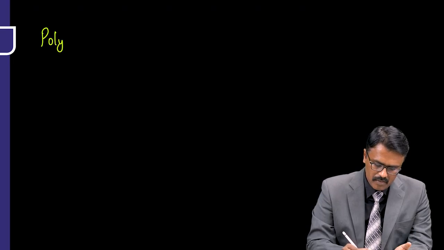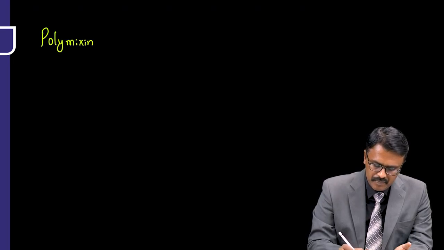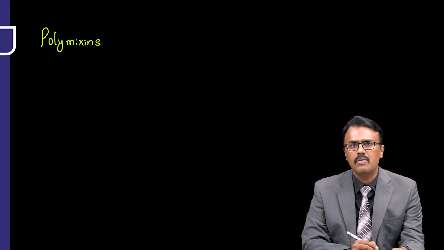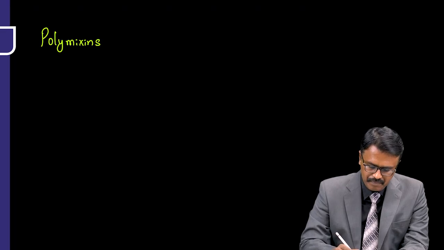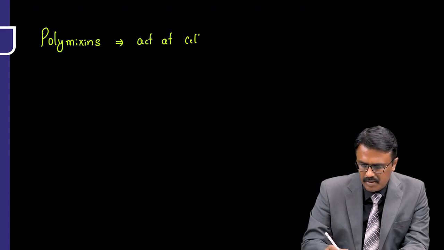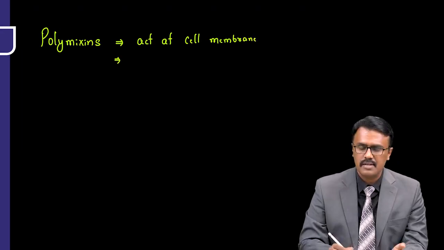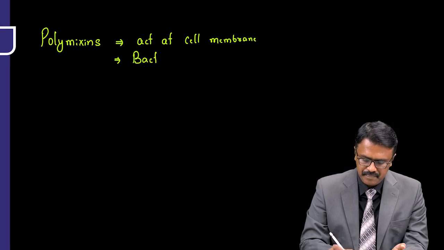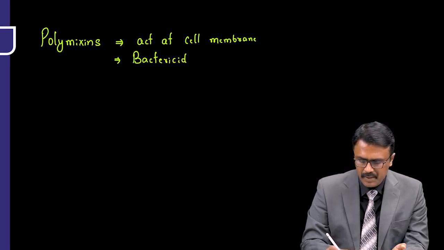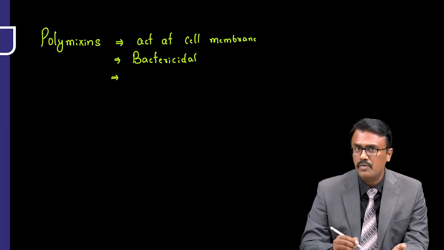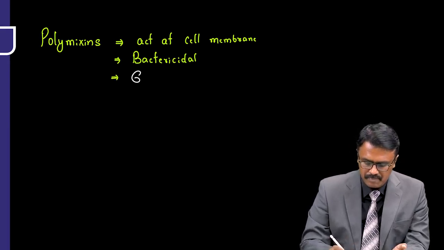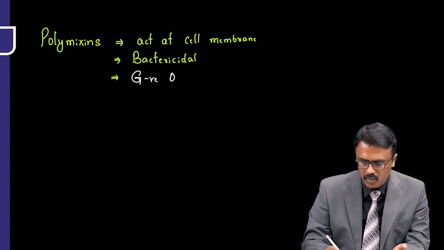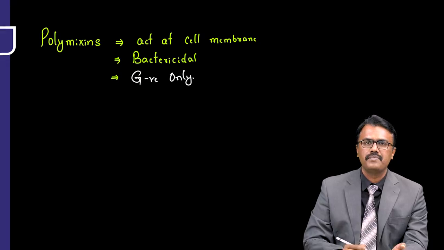So the second category of drugs which act on cell membrane are called polymyxins. Polymyxins are also going to work on the cell membrane. Remember, polymyxins act at the cell membrane. And are they cidal or static? They are bactericidal. Do they work on gram positive or gram negative? Very important point. Please remember, they are effective for gram negative only. They don't work on gram positive.